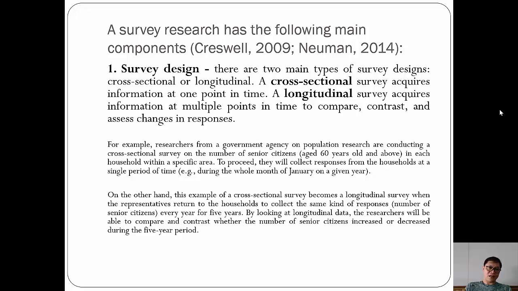I indicated here an example. Okay? For example, researchers from a government agency on population research are conducting a cross-sectional survey on the number of senior citizens from age 60 years old and above in its household within a specific area. To proceed, they will collect responses from the households at a single period of time during the whole month of January on a given year. So that is cross-sectional.